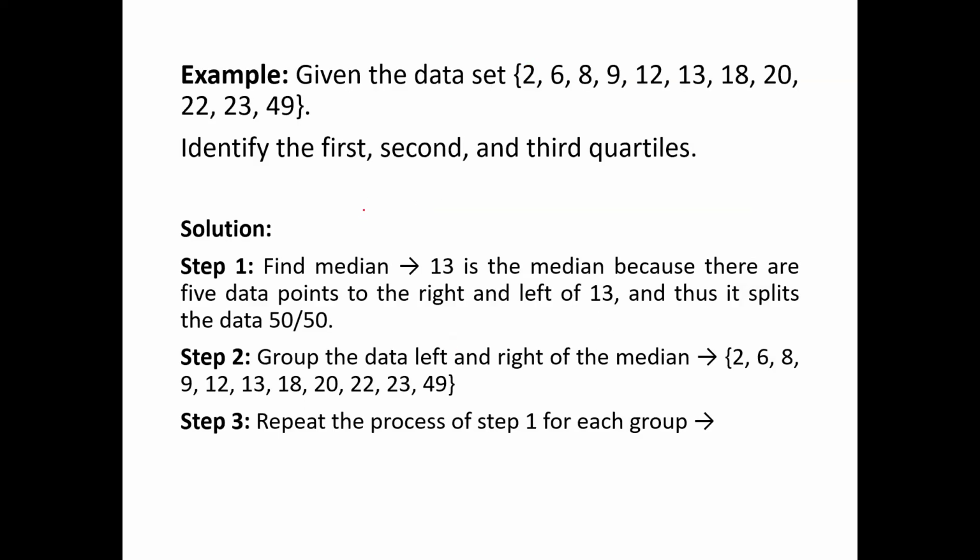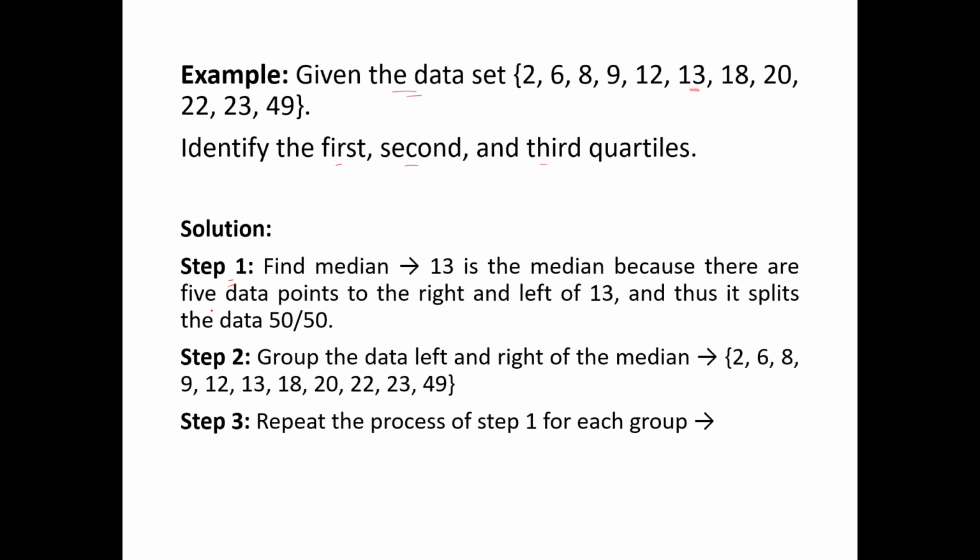Let us see how we are going to find Q1, Q2, Q3 with an example. This is the given data set, and from it we are going to identify the first, second, and third quartiles. So let us see the solution. The very first step: in the given data set, in ascending order, we find the median. In this data set, 13 is the median. Why? Because there are 5 data points to the left and right of this 13, so it splits the data into 50 and 50.